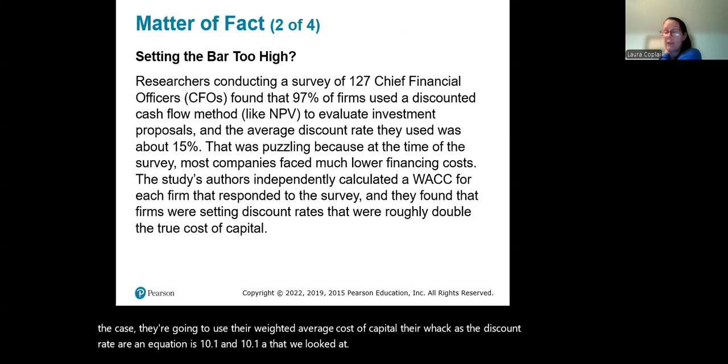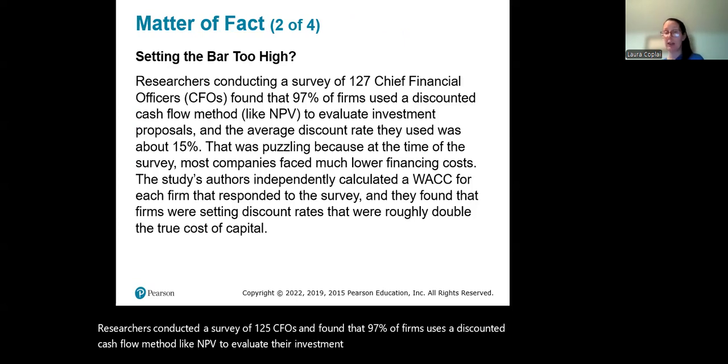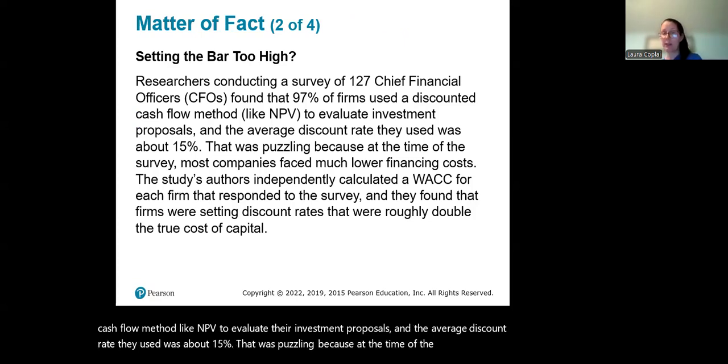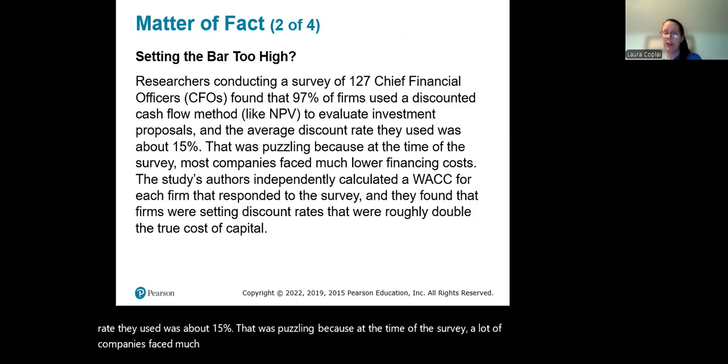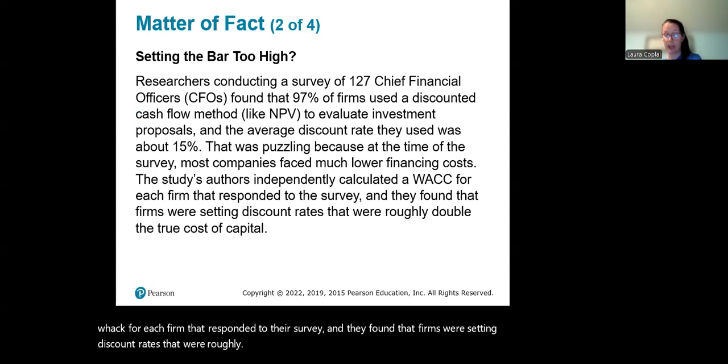Researchers conducted a survey of 125 CFOs and found that 97% of firms use a discounted cash flow method like NPV to evaluate their investment proposals, and the average discount rate they used was about 15%. That was puzzling because at the time of the survey, a lot of companies faced much lower financing costs. The study's authors independently calculated a WACC for each firm that responded to their survey, and they found that firms were setting discount rates that were roughly double their true cost of capital.